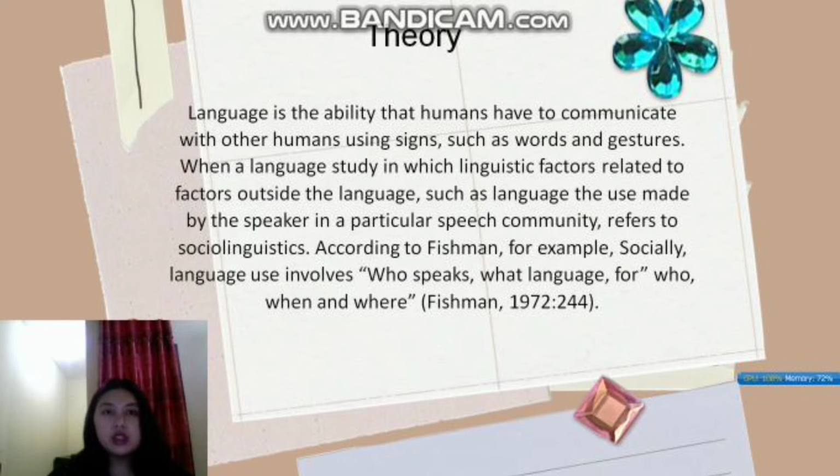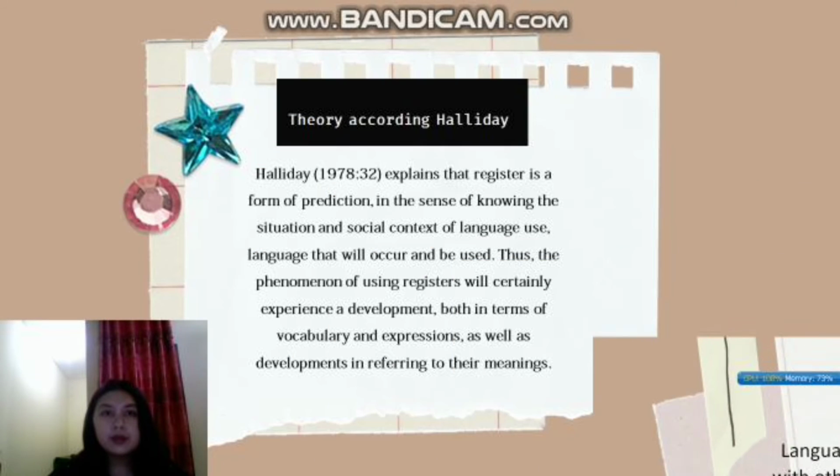Theory. Language is the ability that humans have to communicate with other humans using signs, such as words and gestures. In language study, linguistic factors are related to factors outside the language, such as the language use made by the speaker in a particular speech community, prior to sociolinguistics according to Fishman. For example, socially, language use involves who speaks what language, to whom, when, and where.